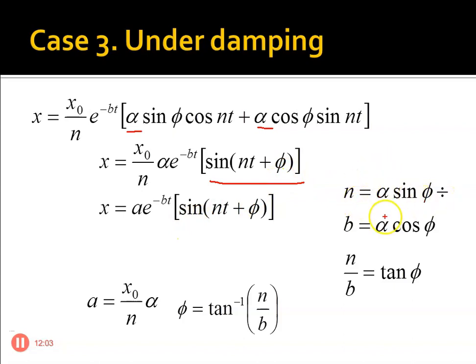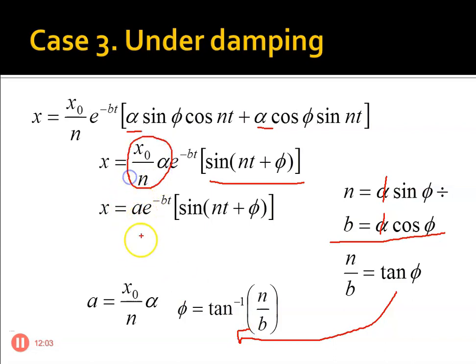Then n is equal to alpha sin phi, b is equal to alpha cos phi. When I divide these two, alpha will get cancelled. So sin by cos you will get tan. So phi is equal to tan inverse of n by b. Here x naught by n into alpha will become a. So a is equal to x naught n by alpha, and phi is equal to tan inverse of n by b. This is the general solution for the damped oscillating system when b is less than omega.